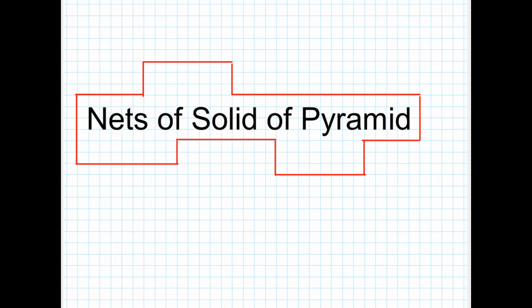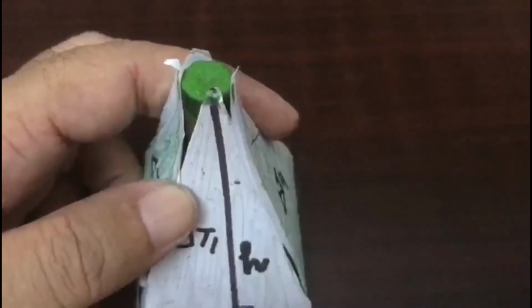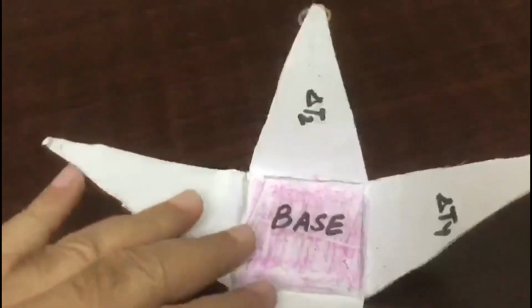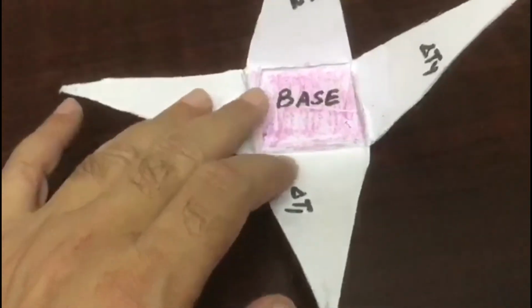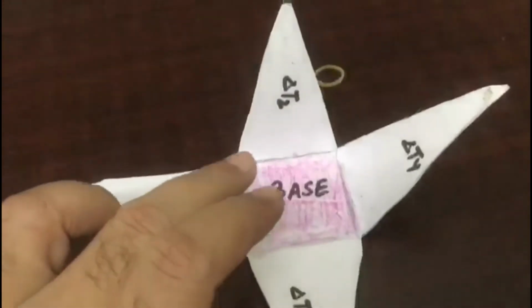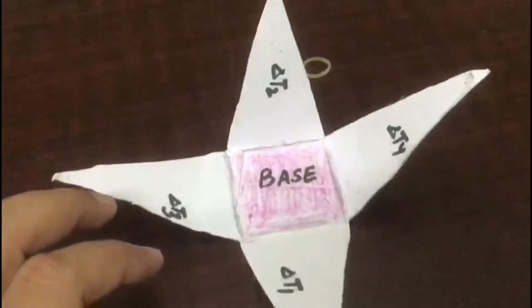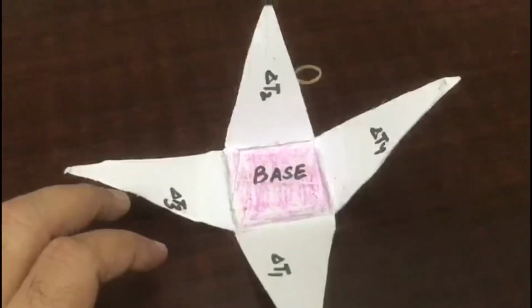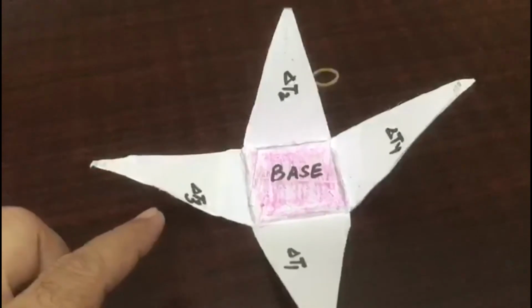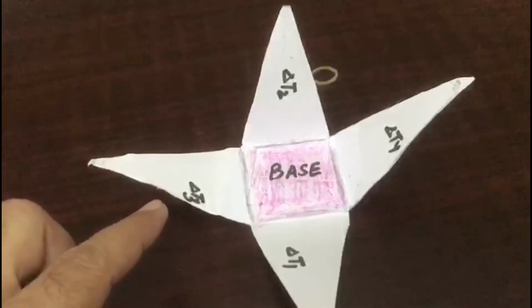Now working on the nets of the solid of a pyramid. When we open the pyramid as shown, here is the base in the middle. Triangle 1 is in front, triangle 2 is on its back, triangle 3 is on the left and triangle 4 is on the right. So this is the net of the solid of a pyramid.